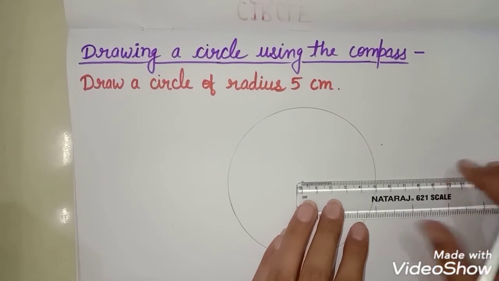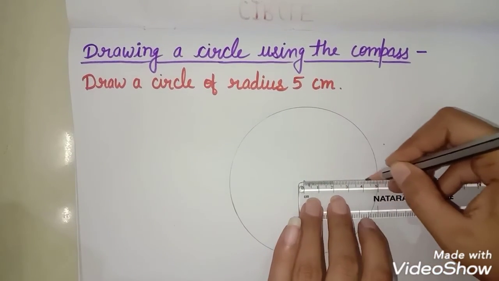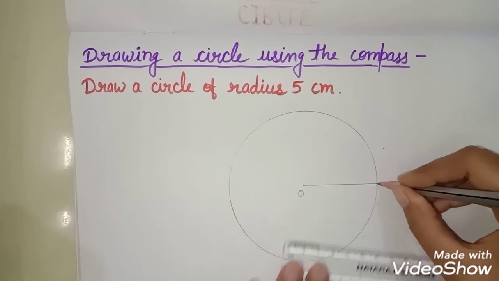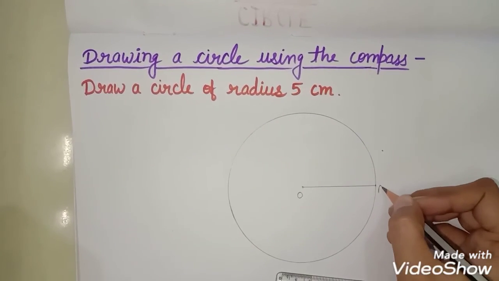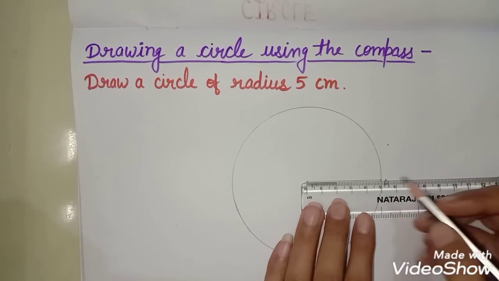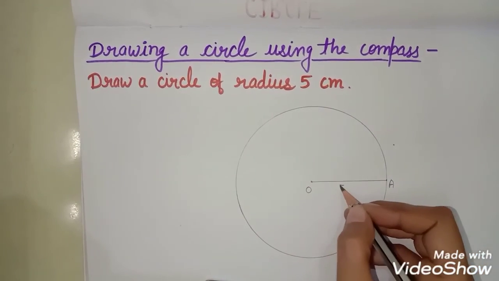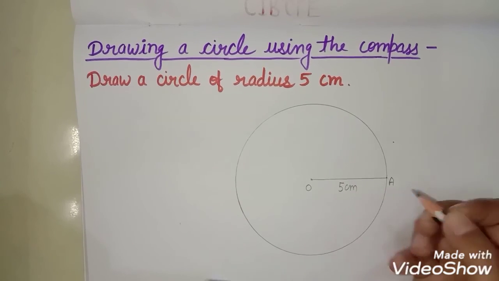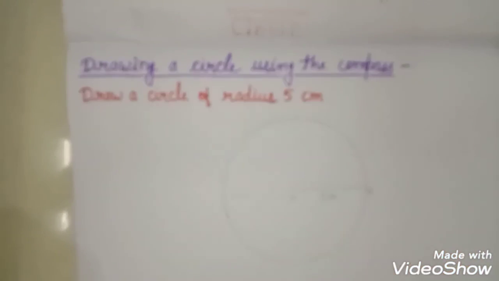Okay. Now from O, the point on the circumference, that is A. So measure OA. OA is 5 centimeters. So this is the radius of the circle, 5 centimeters.